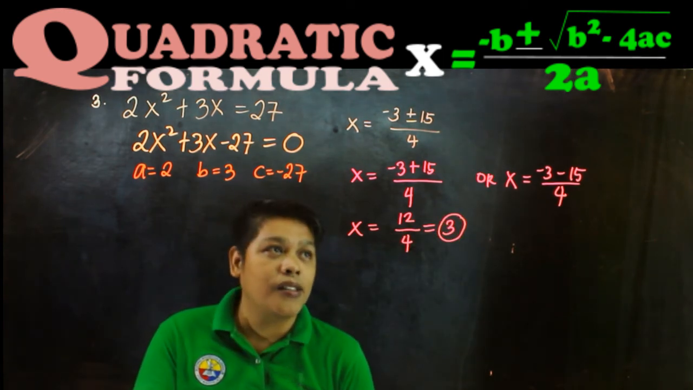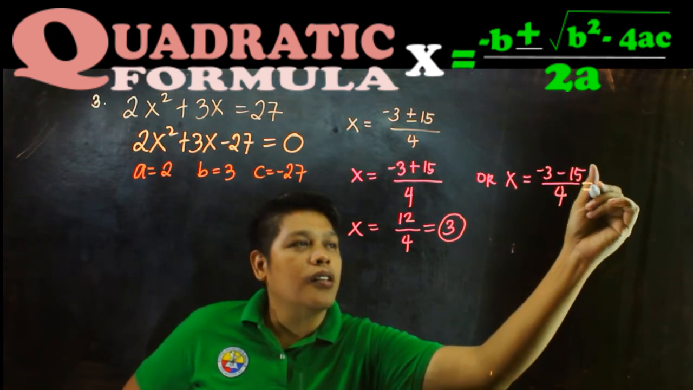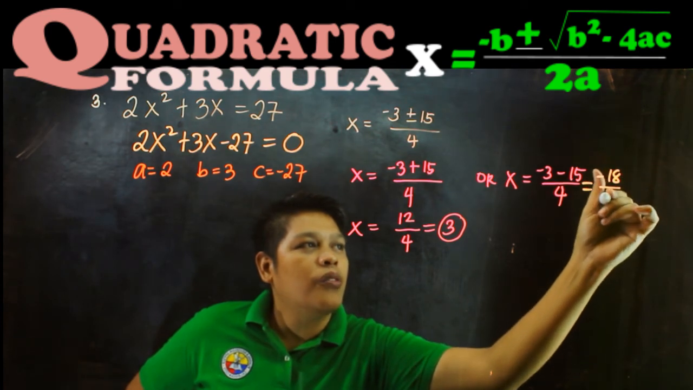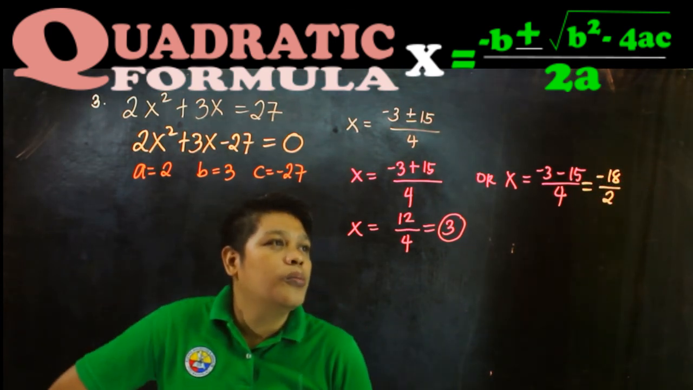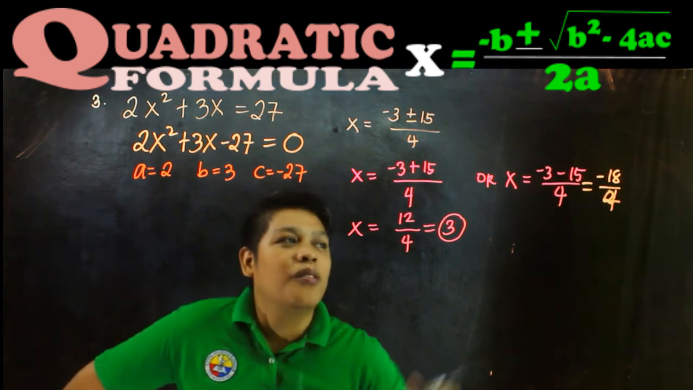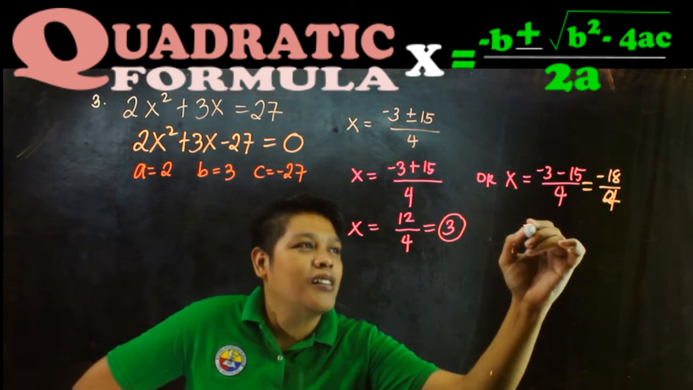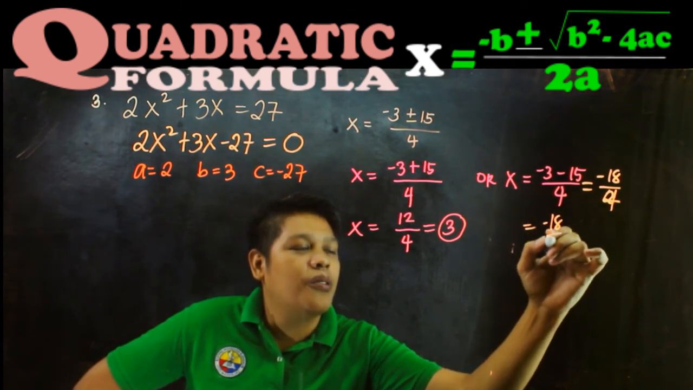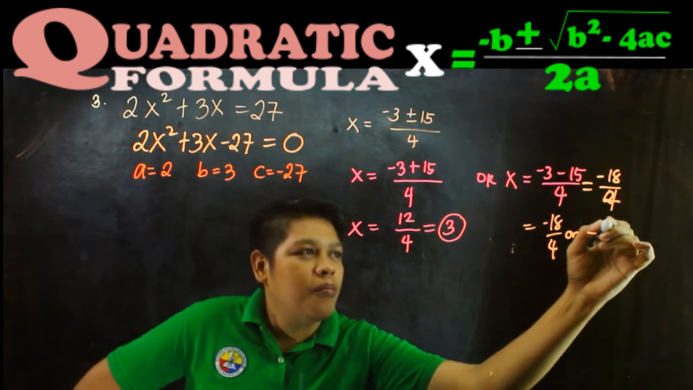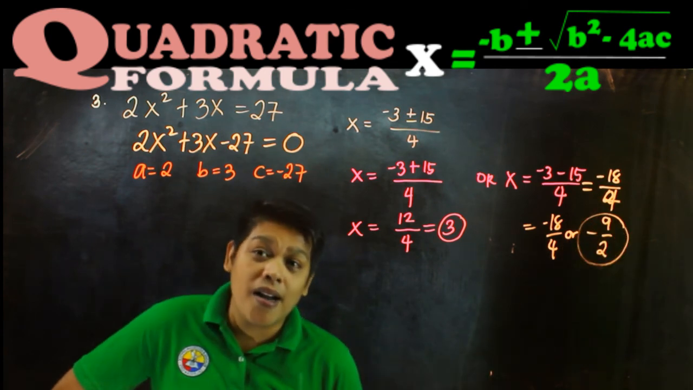So, yung kabila naman. So, negative 3 and negative 15, no? Ito ay magiging negative 18 over 2, no? Ay, sorry. Negative 18 over 4. 4 siya, no? So, ang mangyayari dyan, simplify natin. So, negative 18 over 4, or divide natin ng 2, negative 9 over 2. So, ito yung ating isa pang x.